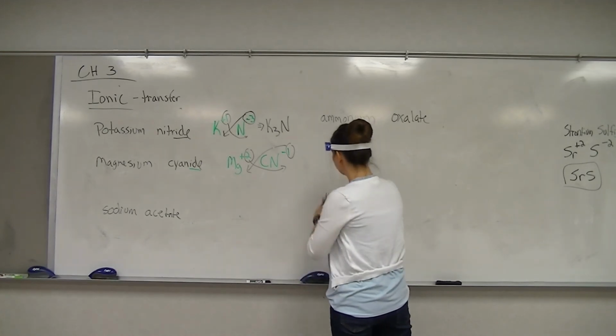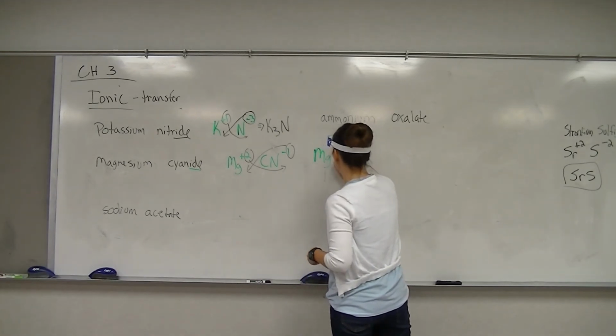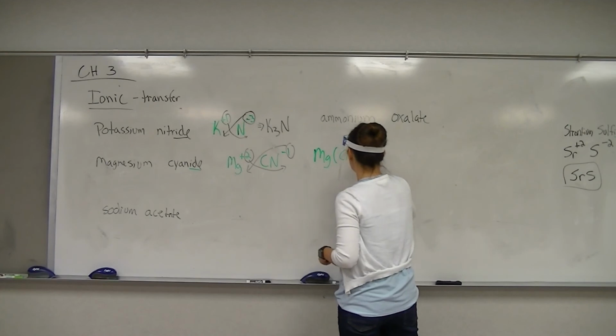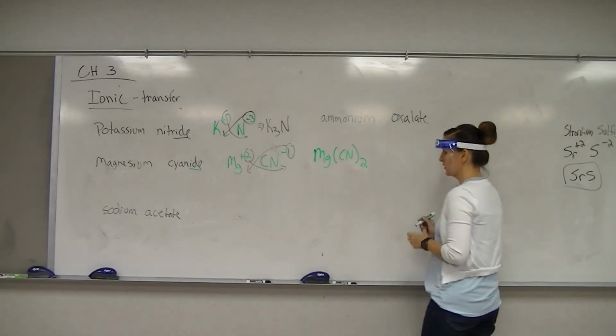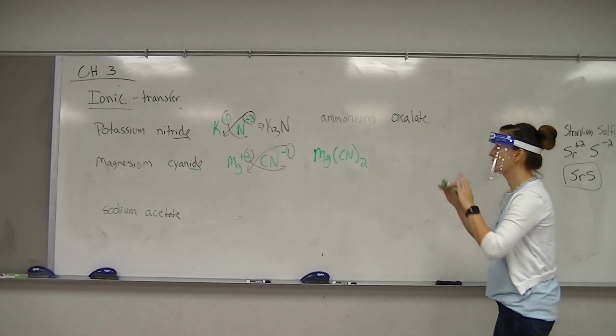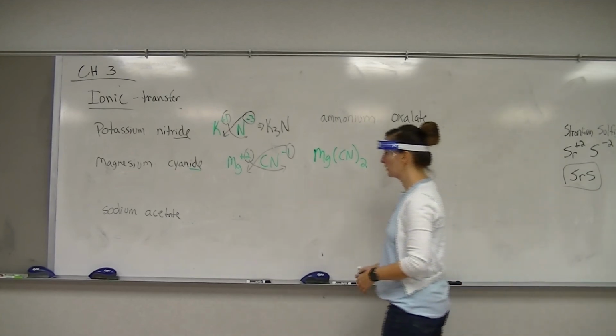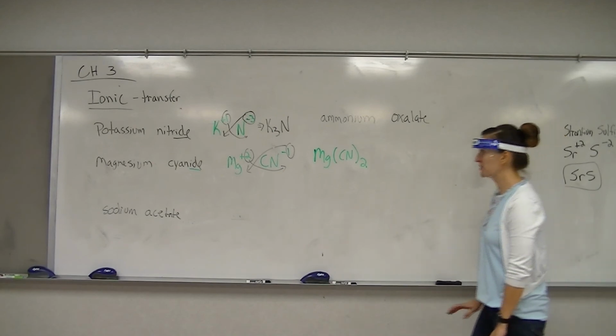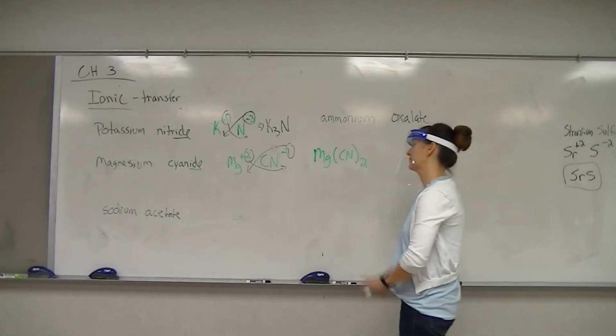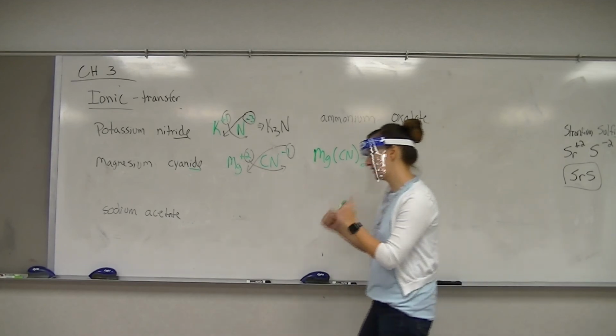Okay, so magnesium, CN, and then the 2 outside. Because that way I have 2 cyanide ions. So polyatomics, if you have more than 1, parentheses every time. That's the most common mistake. People just putting the number there and not including the whole polyatomic.